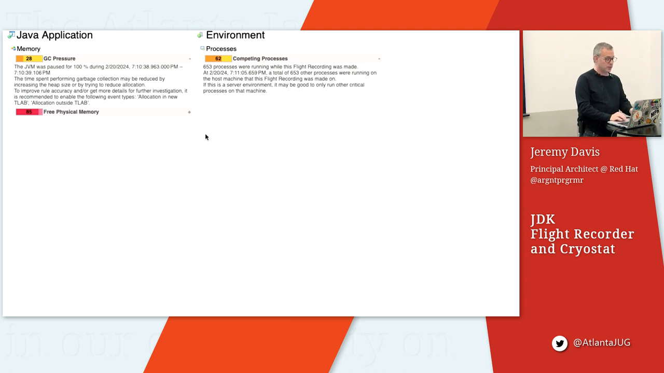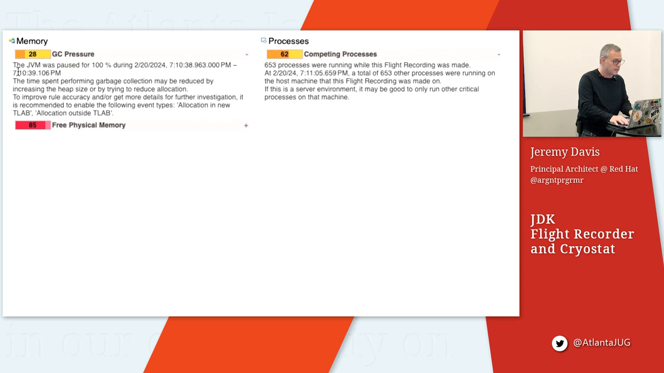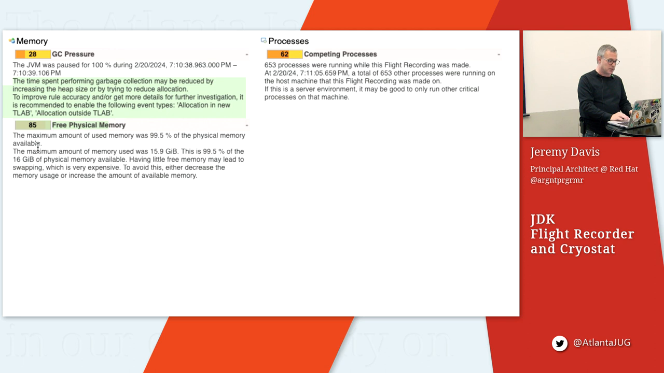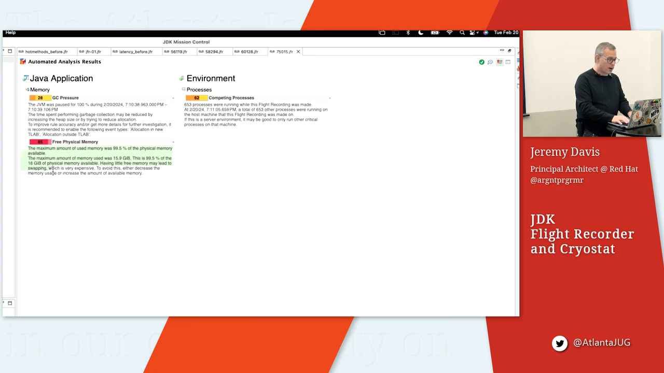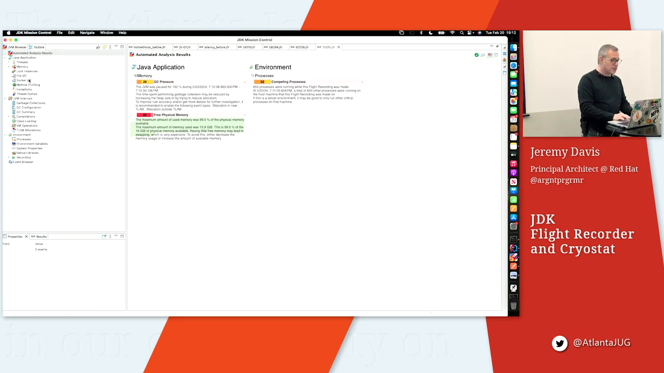Garbage collection pressure, right? So the JVM was paused for... Can you guys read that a bit? Yeah. So JVM was paused, right? It tells me that. It says the time spent performing garbage collection. It gives us some nice notes here of things that I might want to do, right? So it's looking out for me. And then it says the maximum amount of memory was 99.5% of the physical memory available, right? So these are some potential problems that we can see here. And there's a lot of stuff as you walk through this.